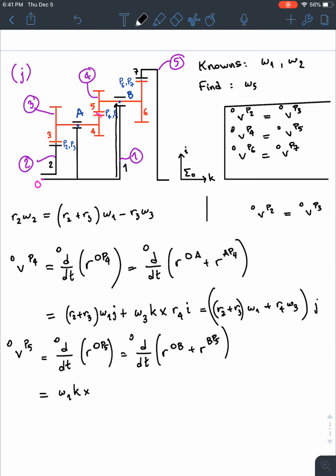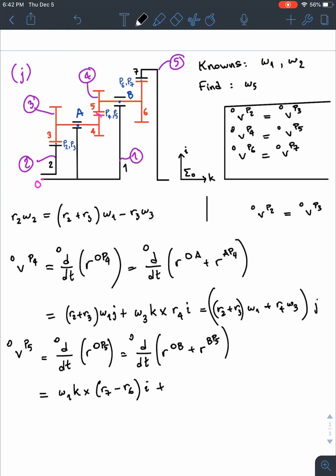What is this distance? That distance can be written in two ways. One way is R2 plus R3 plus R4 plus R5, or maybe more succinctly, it's R7 minus R6, right? So let me do that. R7 minus R6 in the i direction.